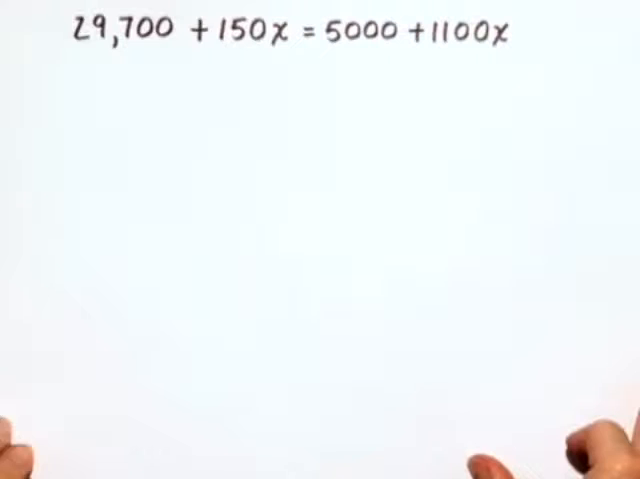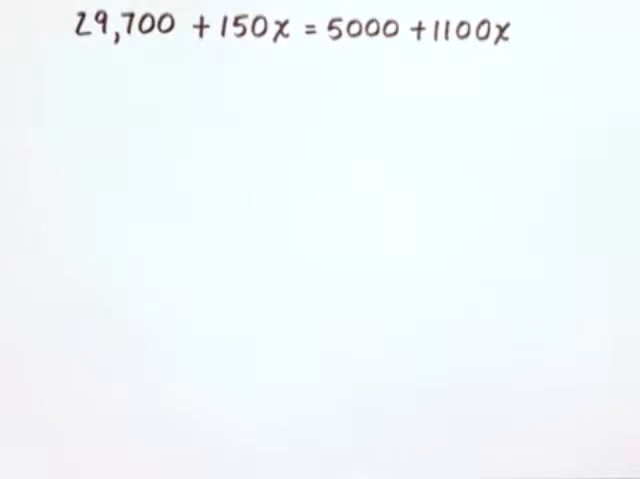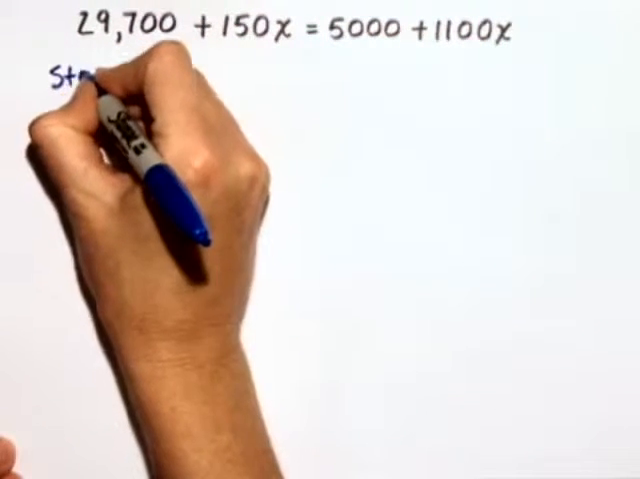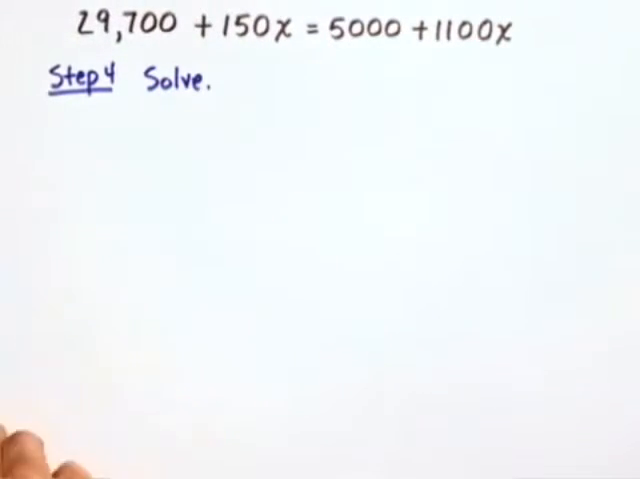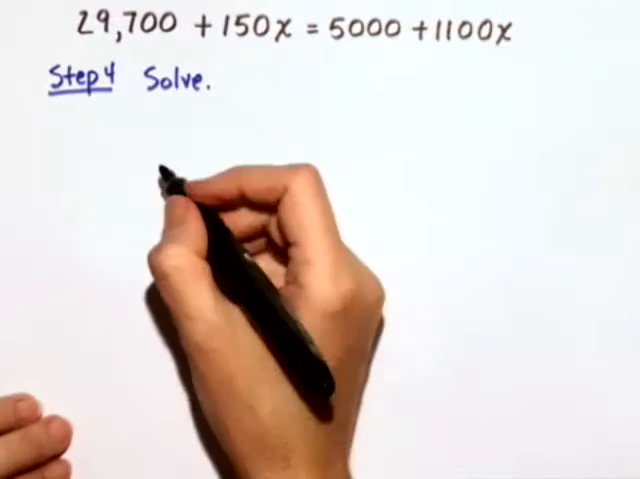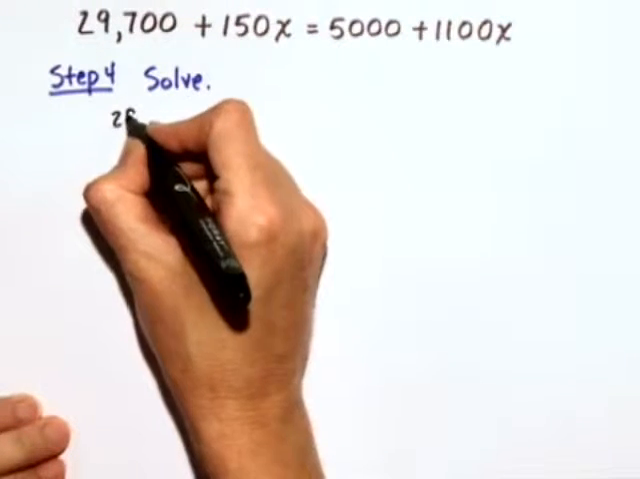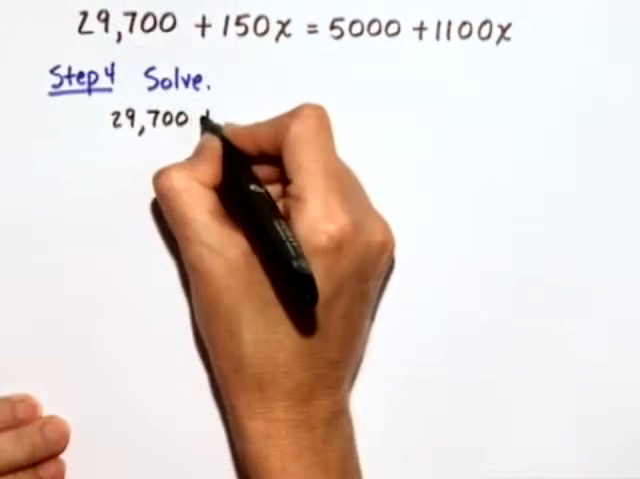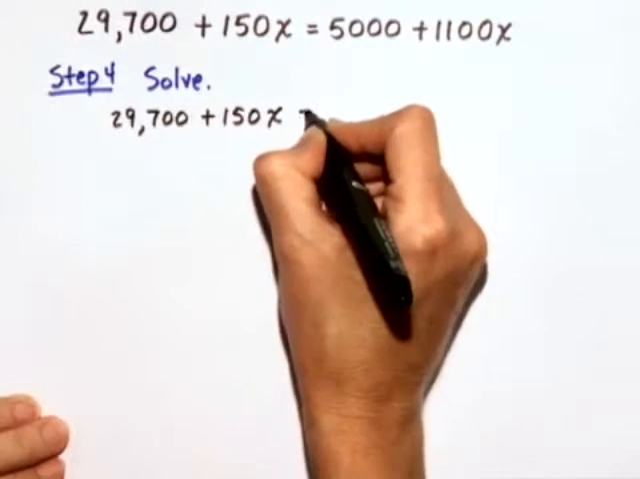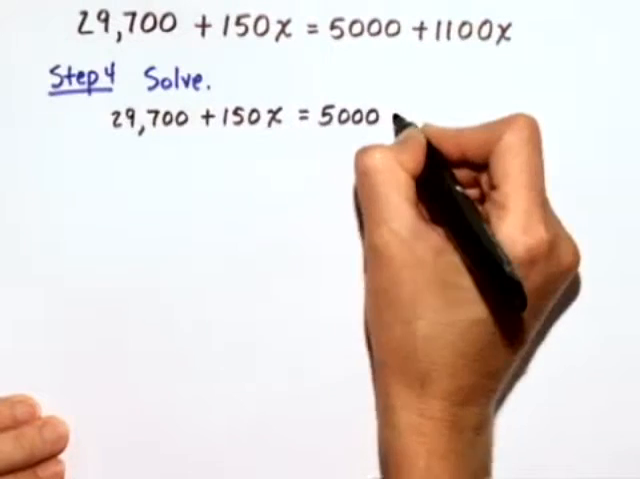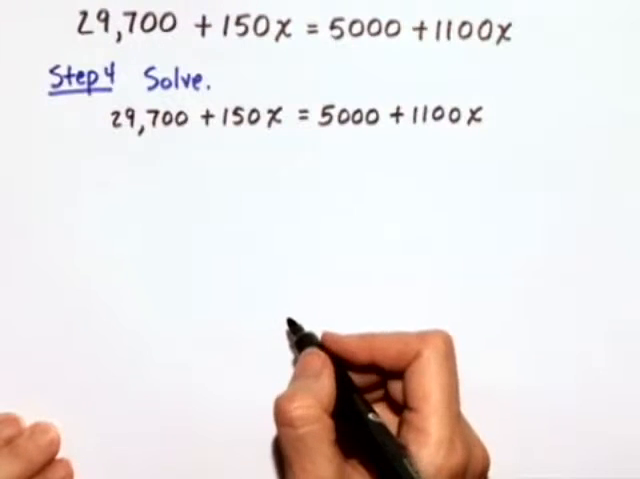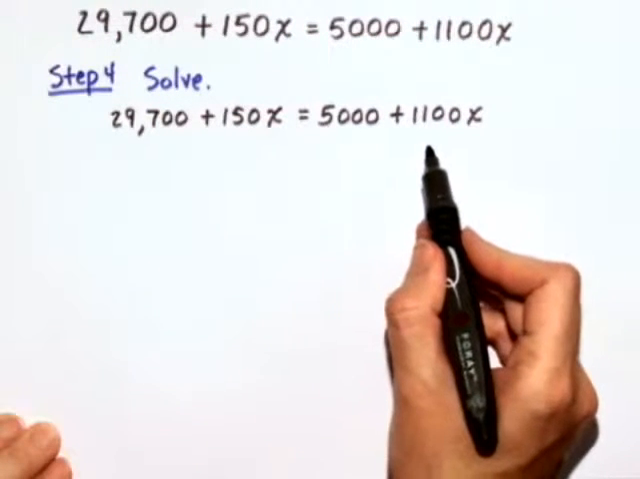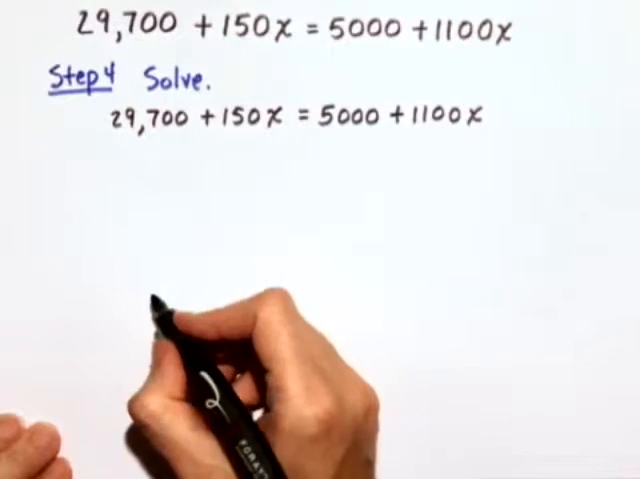So let's start on a new sheet of paper. Here's the equation we just had written down. Now we're ready to start step 4. In step 4, we're going to solve this equation that we have written right here. So I have 29,700 plus 150x equals 5,000 plus 1,100x. In order to solve this, I'm going to move the x's to the right-hand side and move the constant terms to the left-hand side.